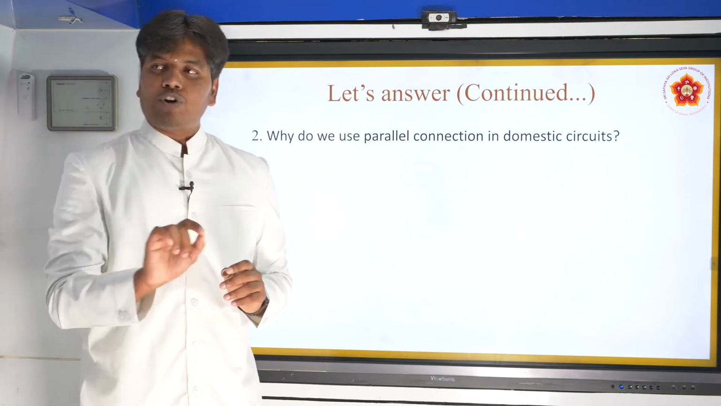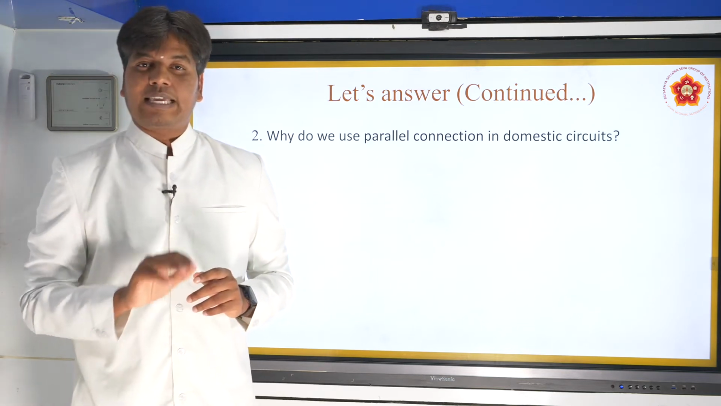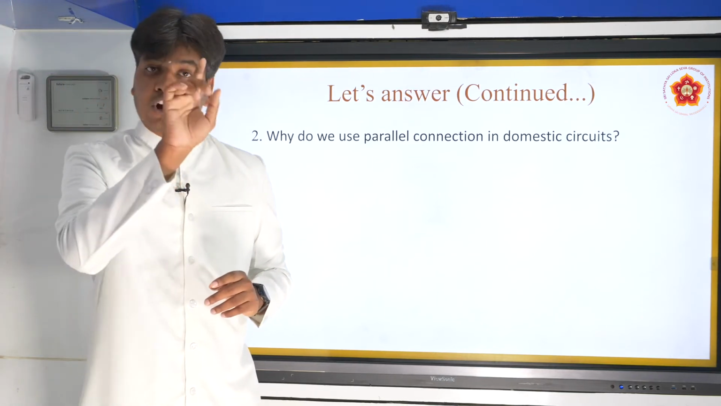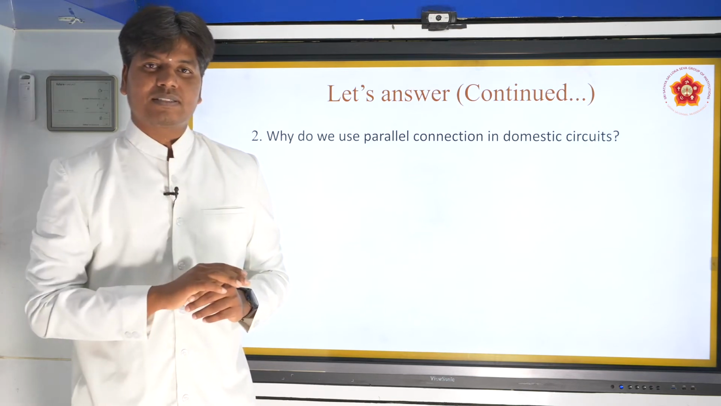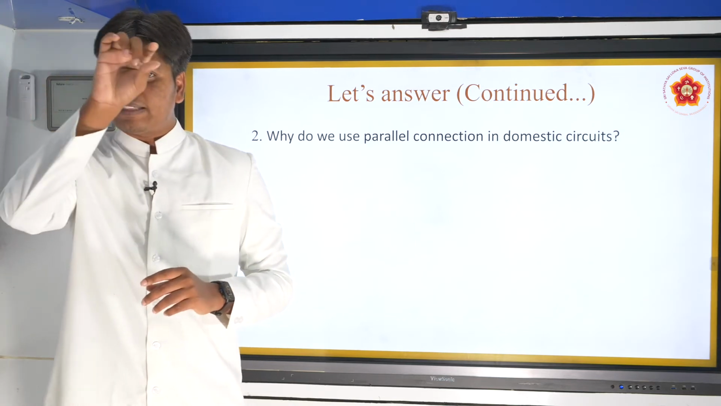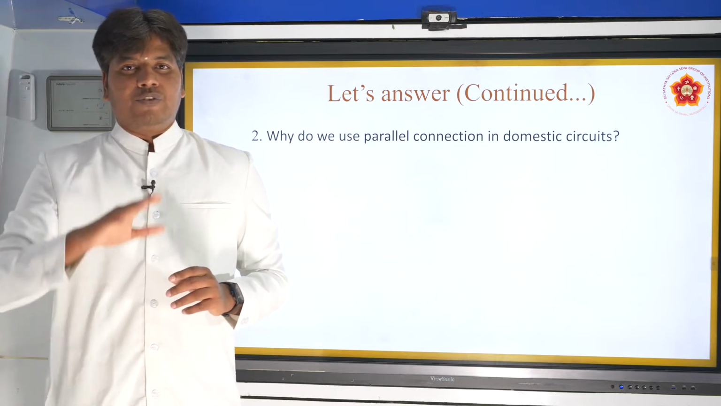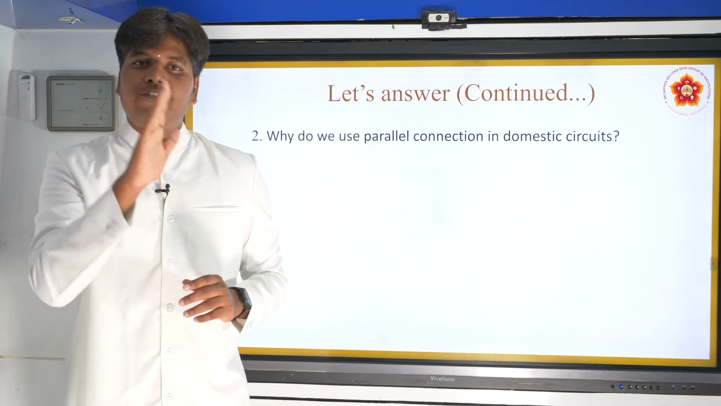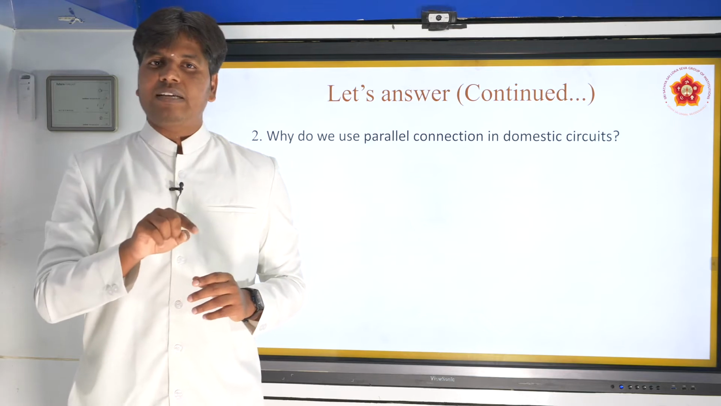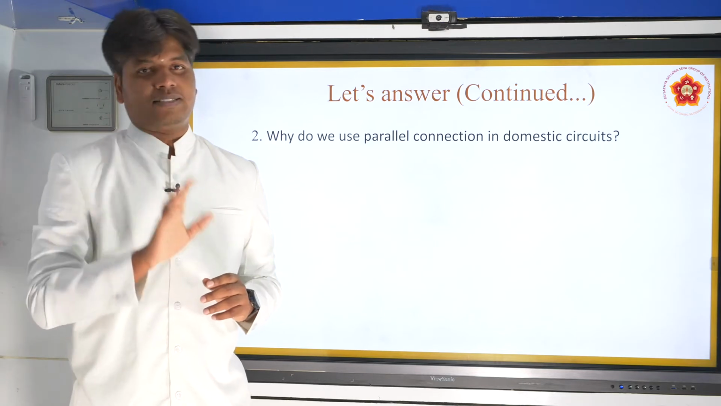Now I want to switch on this fan. I don't want the bulb. Can I switch off the bulb and switch on the fan? If I switch off the bulb here, what happens? It disconnects the circuit there. Can the current pass through the fan? No. Wherever you have a series connection, every appliance in that circuit is important to complete the connection. Otherwise, the current cannot pass through it. Right? So we use the parallel connection.